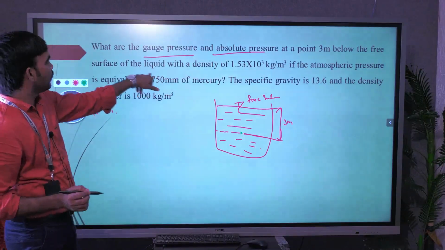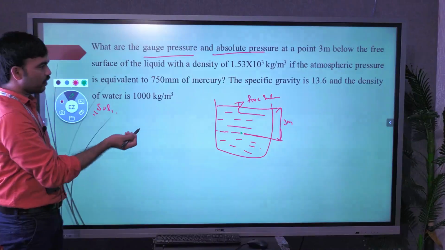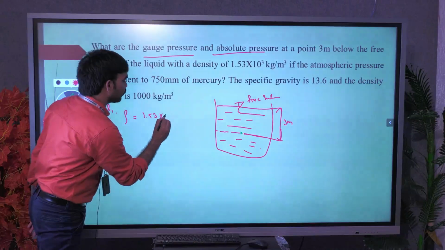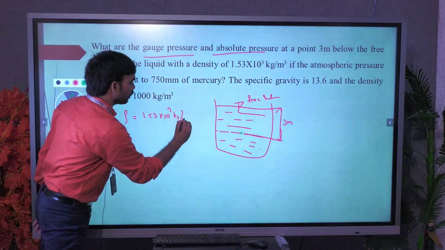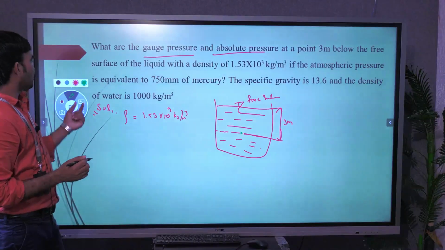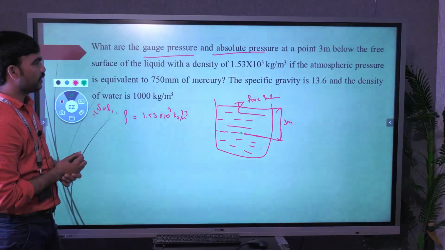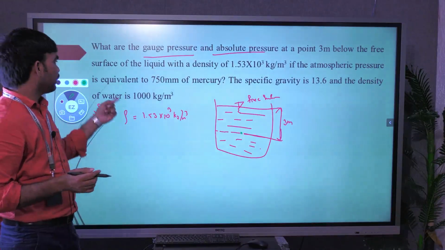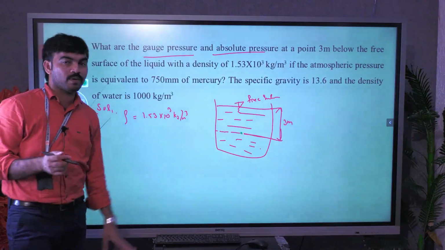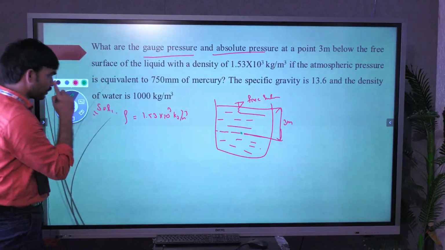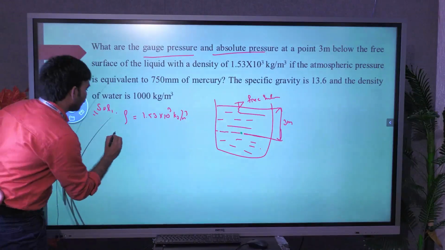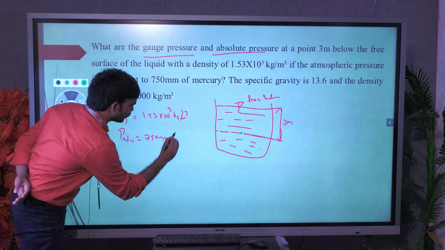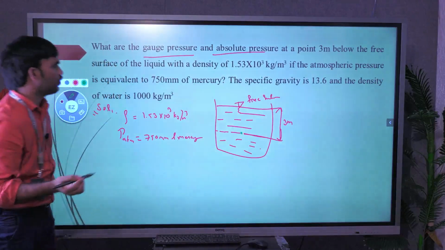The density of the liquid. So we don't know what fluid is in that container. The density of the fluid is given as 1.53 into 10 to the power of 3 kg per meter cube. Okay. If the atmospheric pressure is equivalent to 750 mm of mercury. So now he has given the expression for atmospheric pressure not directly, but in terms of 750 mm of mercury. So P atmospheric will be equal to 750 mm of mercury. Okay, I will tell you how to utilize this.